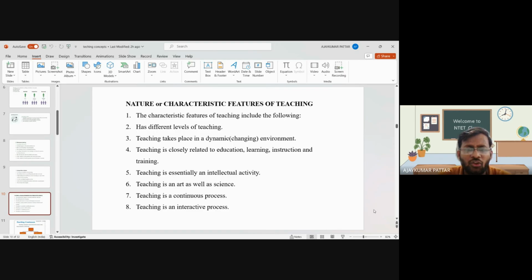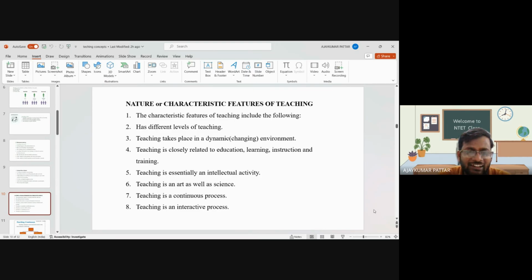Then teaching is closely related to education, learning, instruction, and training. Just remember this sentence. We will elaborate in the next slides. Teaching is closely related with education. Without the teaching process, education will not happen. Teaching is closely related with learning. Without teaching, learning will not happen. Teaching is related with instruction. What is instruction? We will see later on. Teaching is also related with training. By teaching only, we are training some persons.